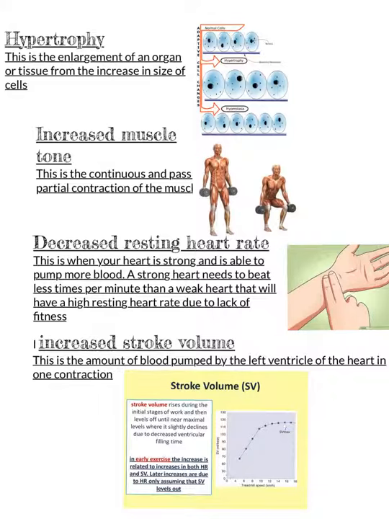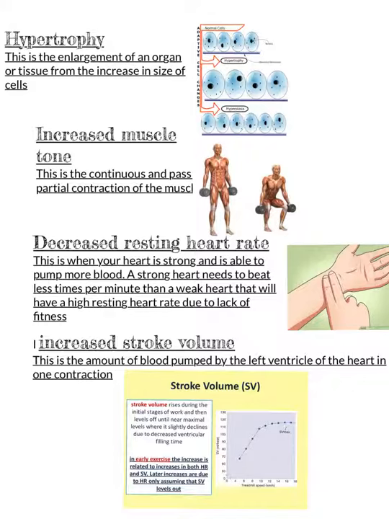These are the physiological changes that happen in the body during exercise. 1. Hypertrophy. This is the enlargement of an organ or tissue from the increase in size of cells. Increased muscle tone. This is the continuous and partial contraction of muscle.